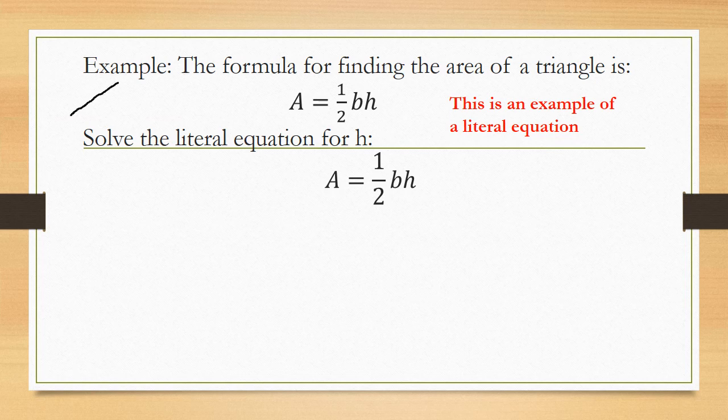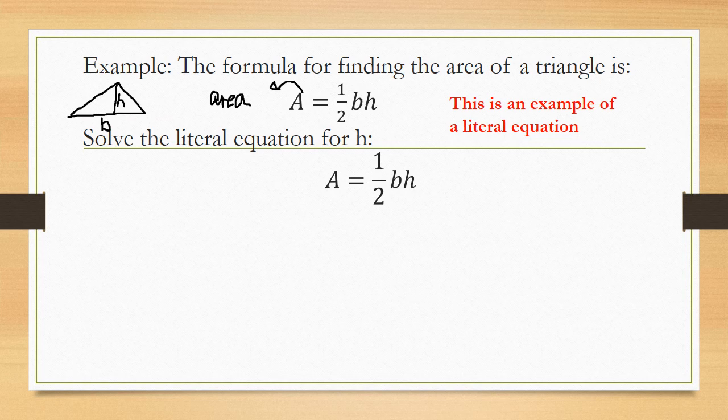This is a triangle, and in this triangle, B is the base. And H is the height of the triangle. And then A is the area. Now, to find the area of the triangle, we have to multiply 1/2 by the base times the height.